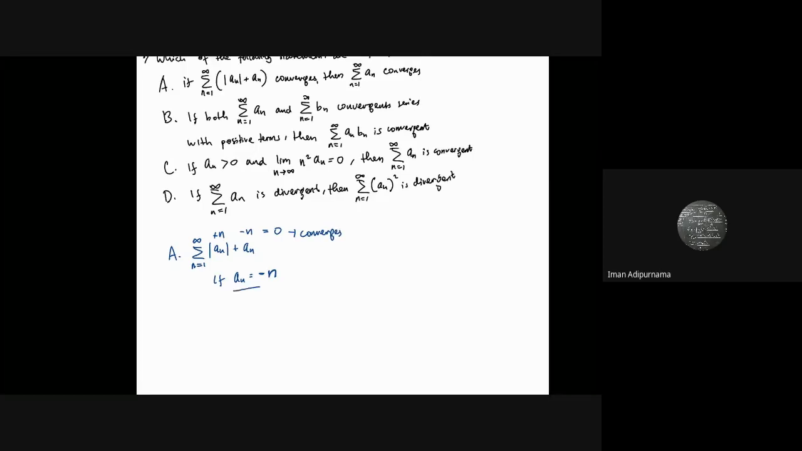But this series, this negative n, will diverge, right? So it is a contradiction. So it's wrong. Okay. So A is false.